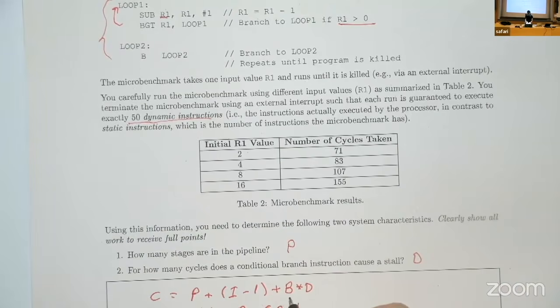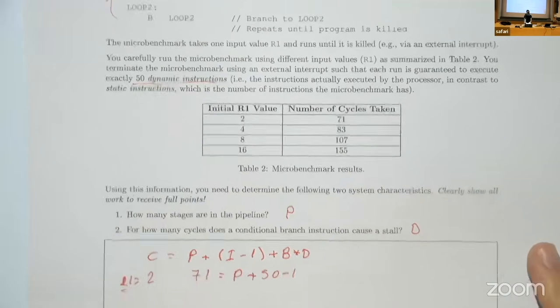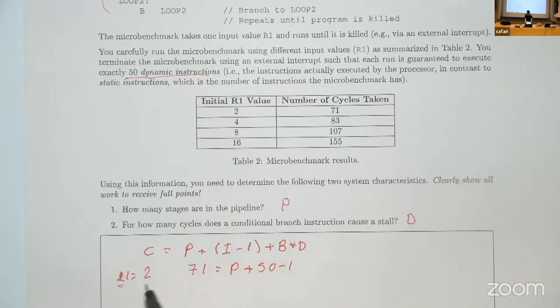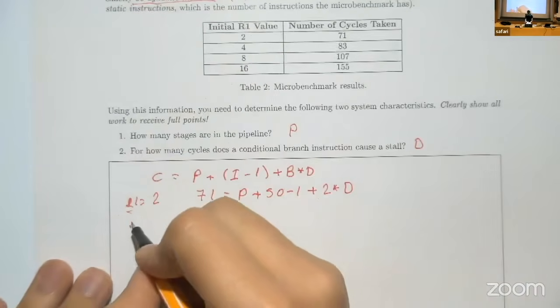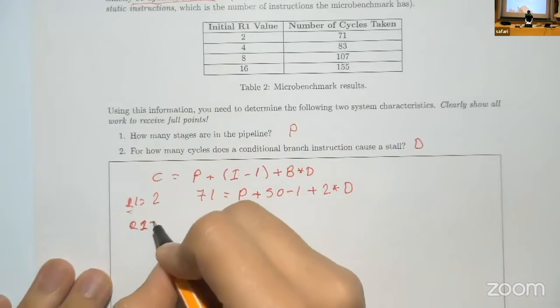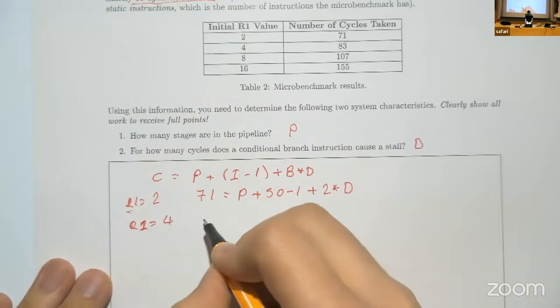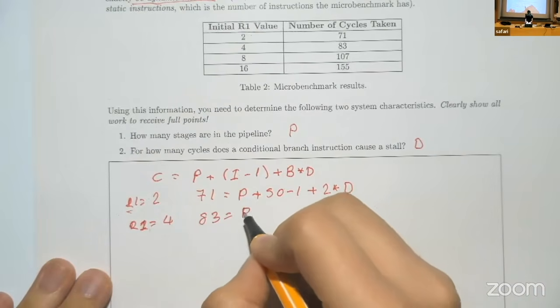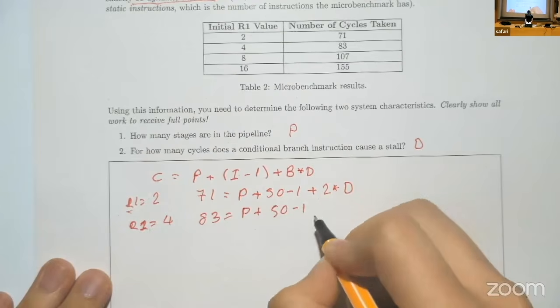And we know B is 2 because for R1 equals, oh, it's not seen. Okay, sorry. So for this one, we know that B is 2, which means that this is written as this. And let's write it for R1 equals 4 as well. So similarly, we can write this.